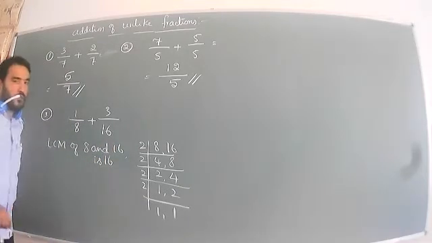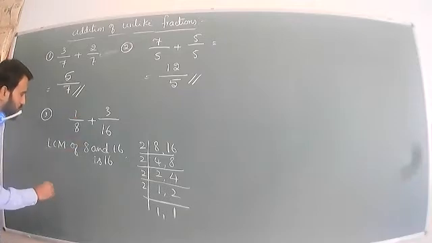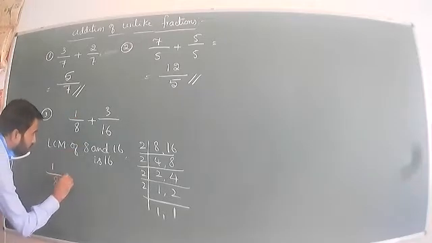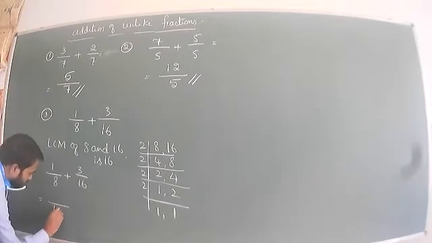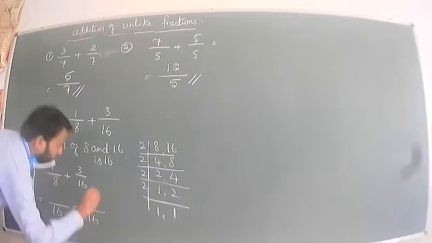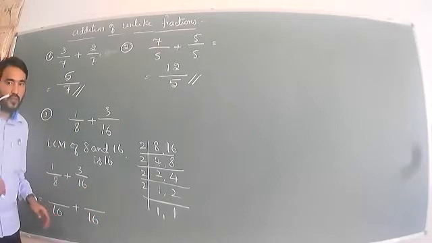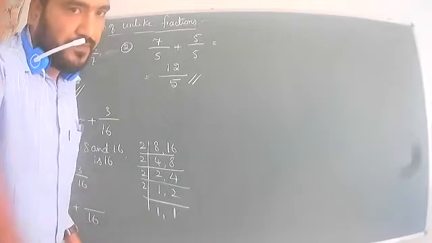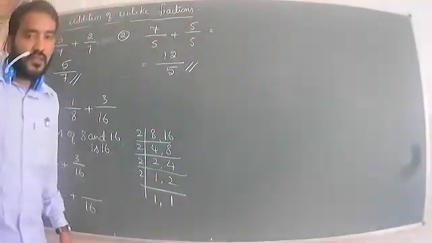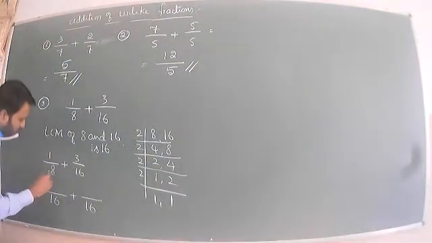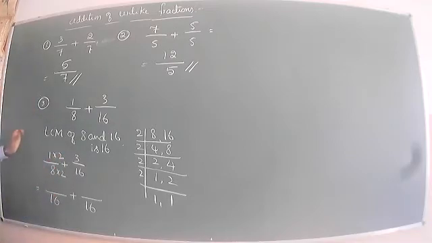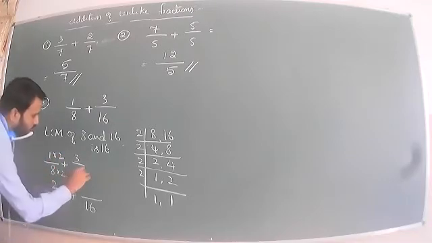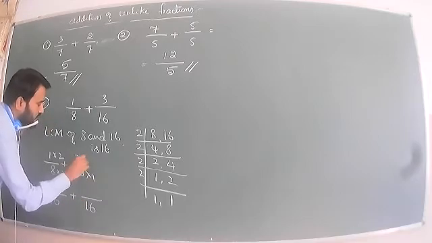Now we write the numbers one time: 1 by 8 plus 3 by 16. Now take the equivalent fractions. The common denominator is 16. Multiply: 8 times how much is 16? 8 times 2 is 16. So the numerator 1 times 2 is 2. For 16 over 16, 16 times 1 is 16, so 3 times 1 is 3.